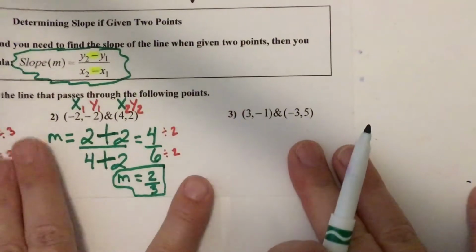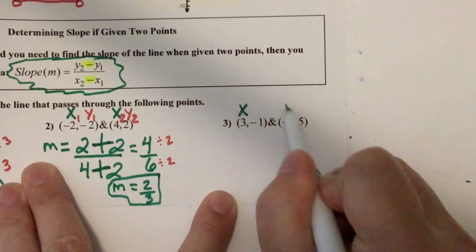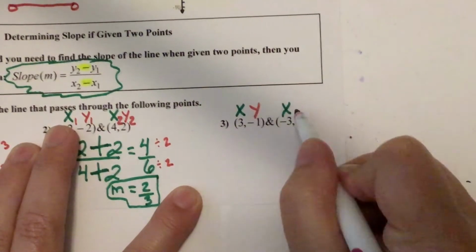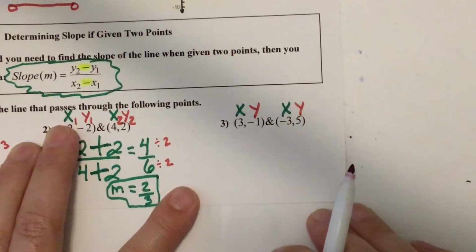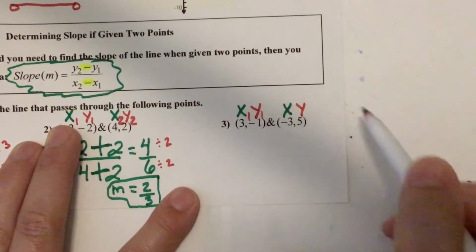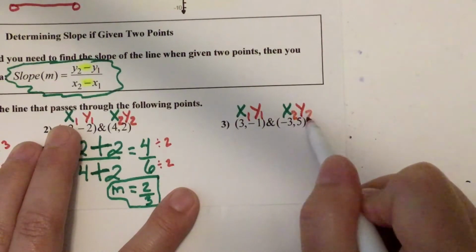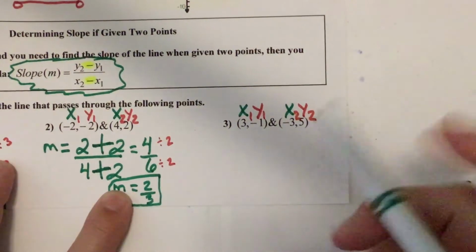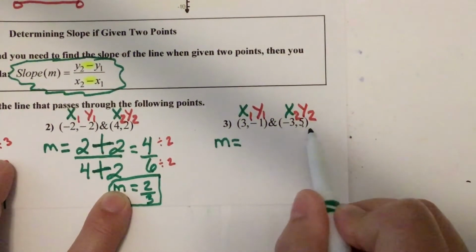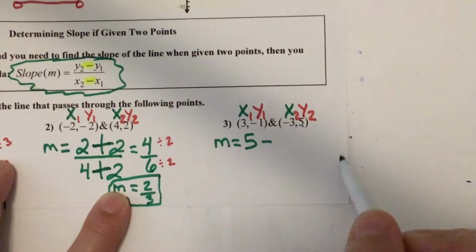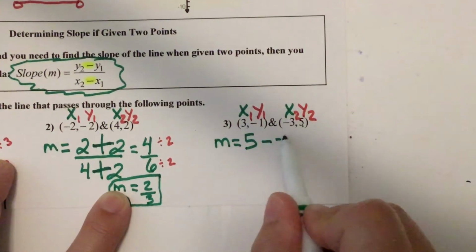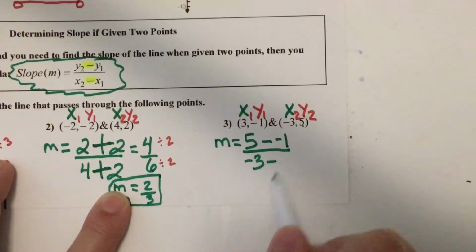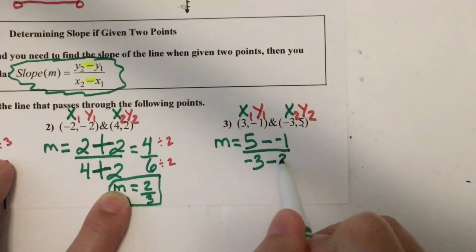Okay, let's look at number 3. So I'm going to label x comes first, and y comes second. Just like in the alphabet, x comes before y. This is my first point, so x1, y1. This is my second point, so x2, y2. All right, now let's do exactly what the formula says. So y2, 5, minus y1, which is negative 1. Put your division bar. x2, which is negative 3, minus x1, which is positive 3.